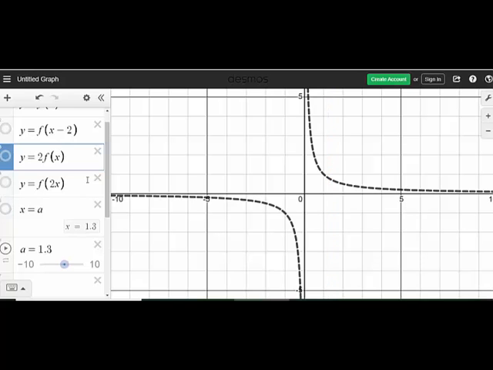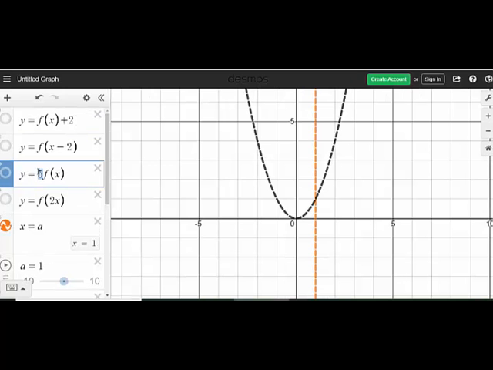So the key to everything I just went through: the number out front will always stretch or compress my graph. The value in here is always a horizontal shift, move me left or right. And this is always a vertical shift, move me up or down. So now the real question is, what does this last value do? What does multiplying the x by a value do to it for us?